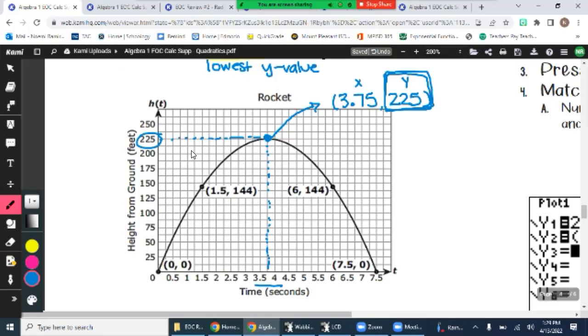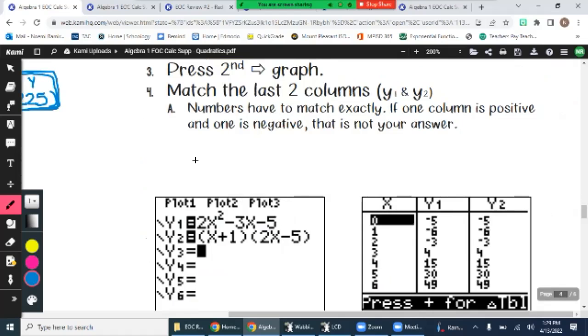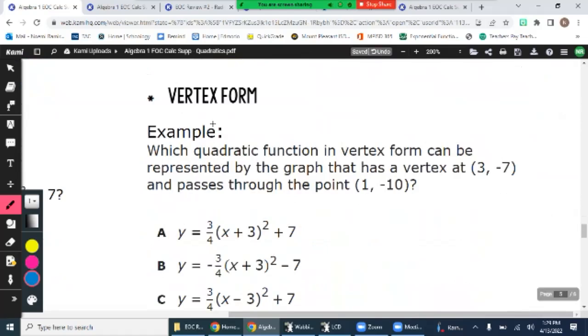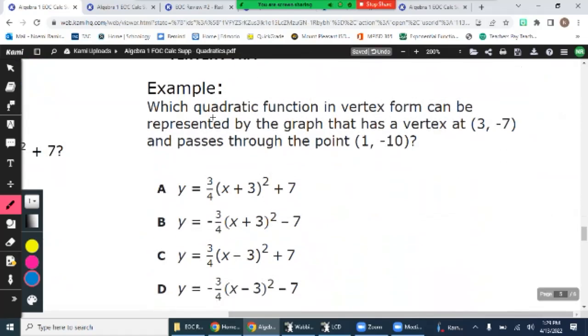Next part. Questions on this? All right. Vertex form, the downfall of probably 90% of my students. Good news, there's an easy way. First things first, you need to observe this.